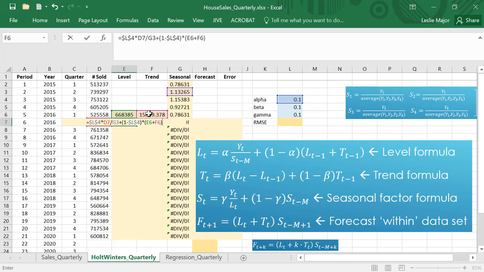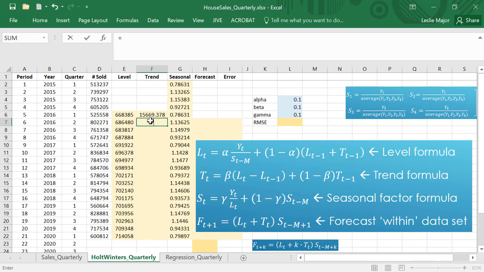Again, if this isn't making any sense, go back and watch the first video on how to do Holt Winters on monthly data. If that still doesn't make sense, go back, make sure you've watched the Holt's method videos as well. Okay, now I'm ready to go and copy this formula the whole way down.